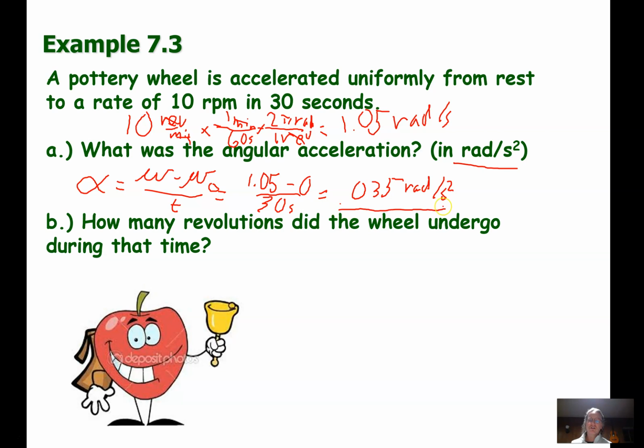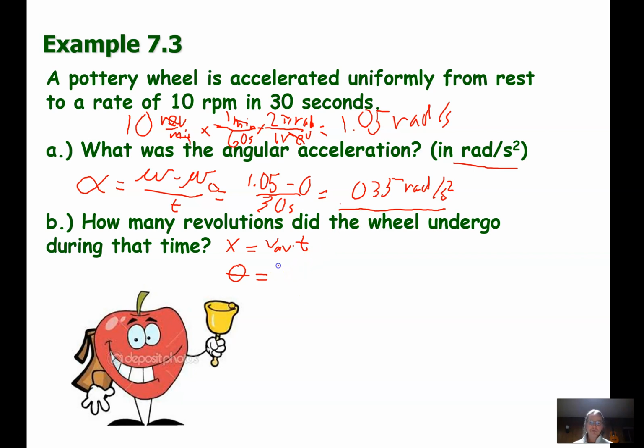How many revolutions did it undergo to another? Do you want to do this the easy way or the hard way? Let's start the easy way. Remember how I always did things the easy way by doing x equals the V average times the time? I'm going to do that same thing, but in radians first. I'm doing my angular displacement, but I'm going to use my average. So I'm going from 0 to 1.05, so I have to divide by 2.